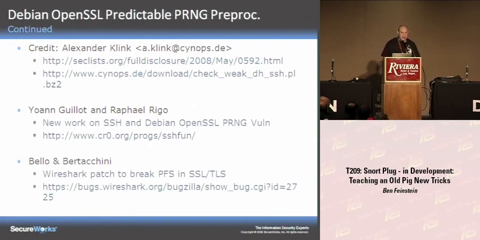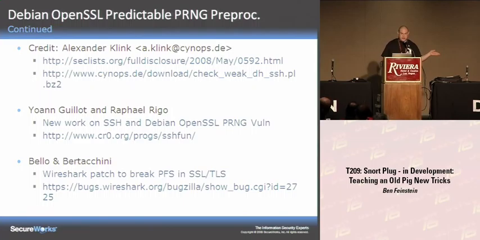So I've got to give props to the people that really came up with this stuff. I mentioned Bello and Bertoncini, and they're speaking tomorrow afternoon. This fellow, Alexander Klink, who's at Synopsis GmbH over in Germany, had posted a proof of concept Perl script to Full Disclosure. And I have a link to the actual script right there. Basically, it's a Perl proof of concept that's using GNU multiple precision libraries to attempt to brute force the SSH Diffie-Hellman key exchange.